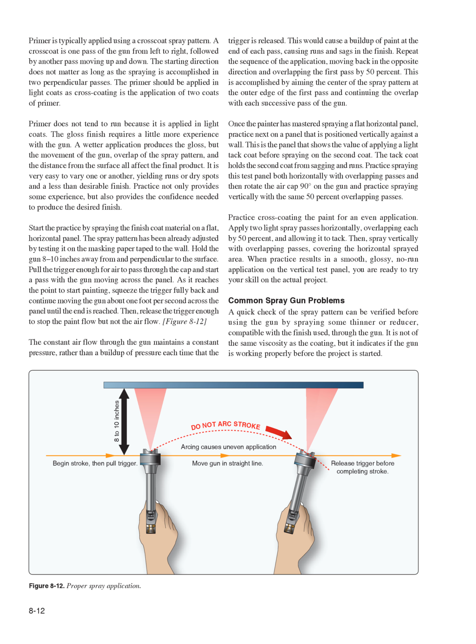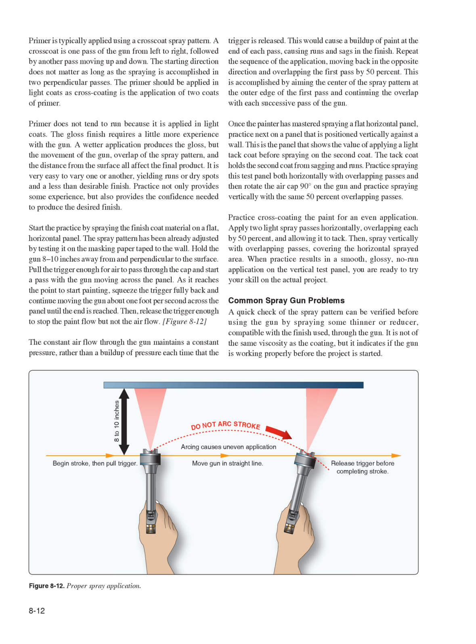The gloss finish requires a little more experience with the gun. A wetter application produces the gloss, but the movement of the gun, overlap of the spray pattern, and the distance from the surface all affect the final product. It is very easy to vary one or another, yielding runs or dry spots and a less than desirable finish. Practice not only provides some experience, but also provides the confidence needed to produce the desired finish.